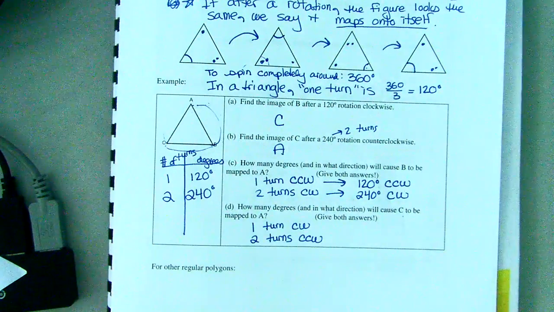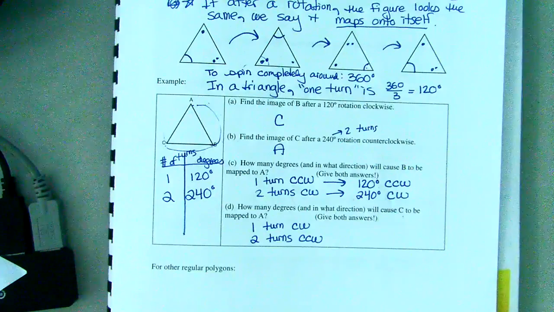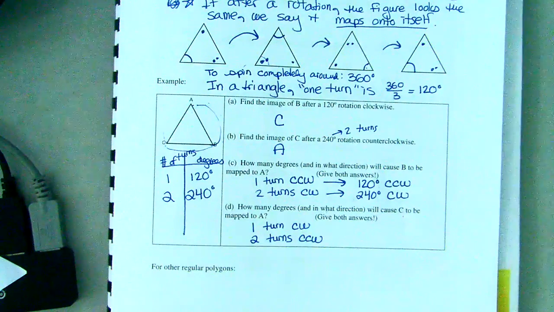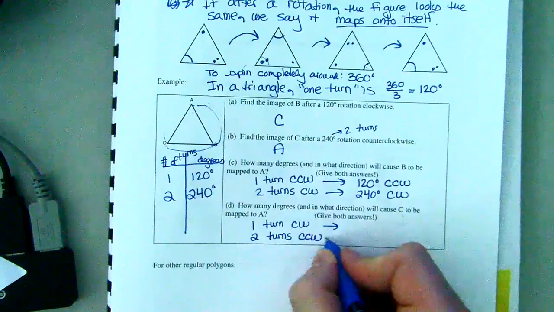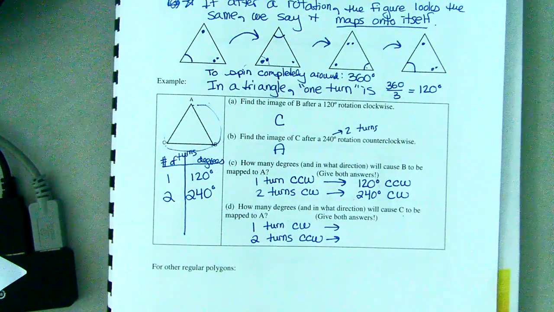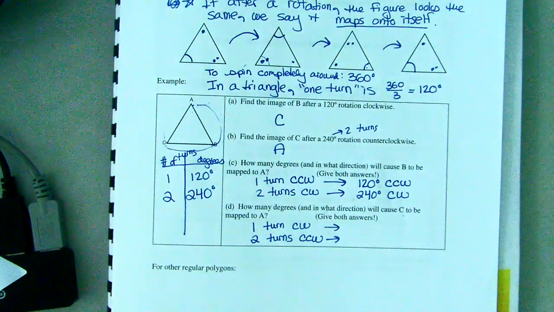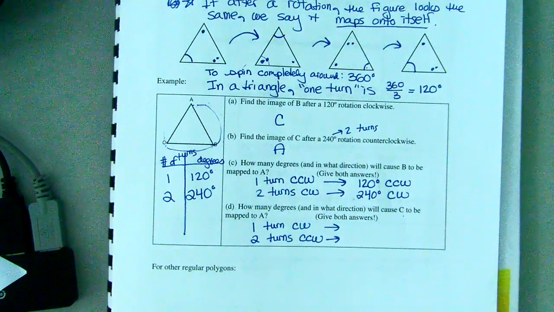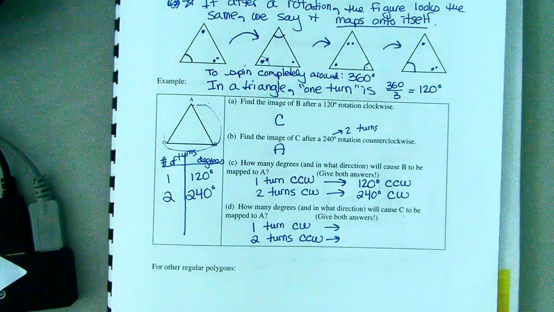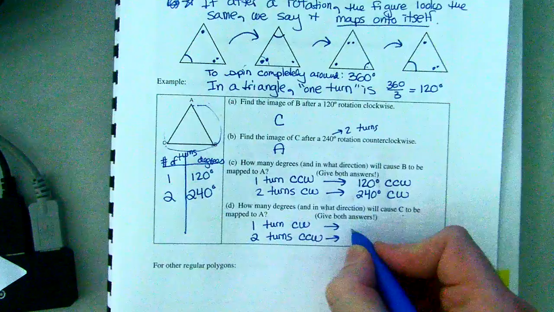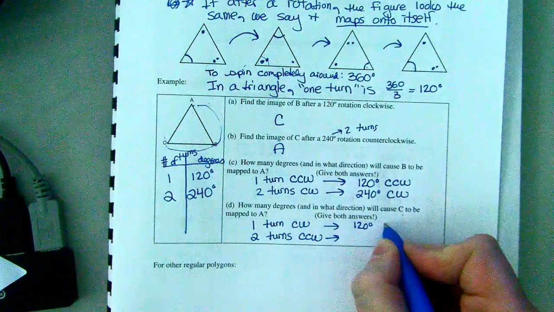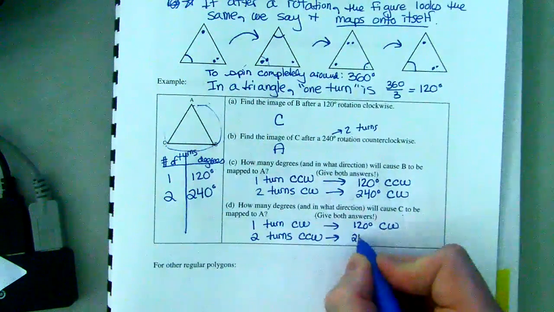I'd like you to take a moment and write those answers now in terms of degrees. See if you can give the degree answers. Fill those in there and just make sure you're putting the CW and CCW afterwards. I think 120 degrees clockwise and 240 degrees counterclockwise.